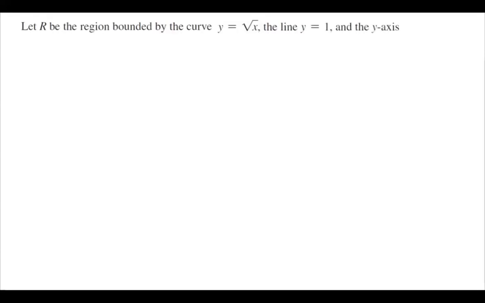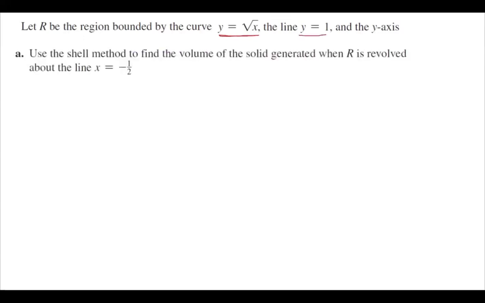Another example for you. Let R be the region bounded by the curve y equals the square root of x, the line y equals 1, and the y-axis. The question says use the shell method to find the volume of the solid generated when R is revolved about the line x equals -1/2. So x equals -1/2 is parallel to the y-axis, everybody.